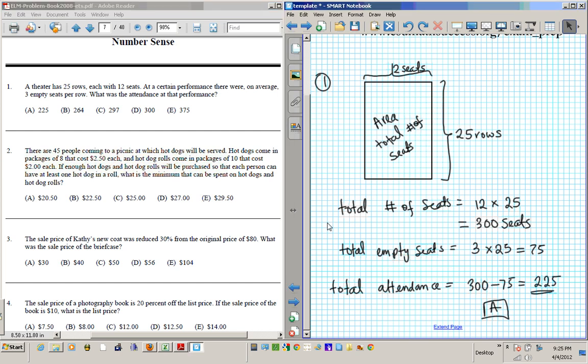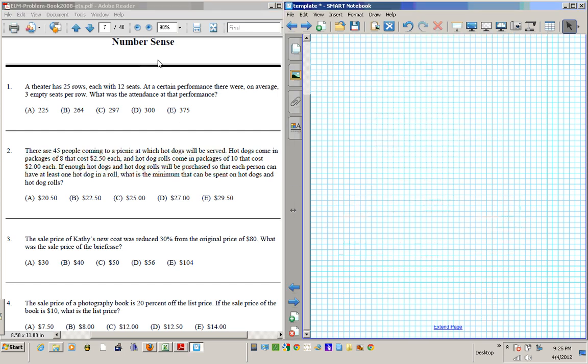It says there are 45 people coming to a picnic, at which hot dogs will be served. Hot dogs come in packages of 8 that cost $2.50 each, and hot dog rolls come in packages of 10 that cost $2 each. If enough hot dogs and rolls will be purchased so that each person can have at least 1 hot dog in a roll, what is the minimum that can be spent on hot dogs and hot dog rolls?